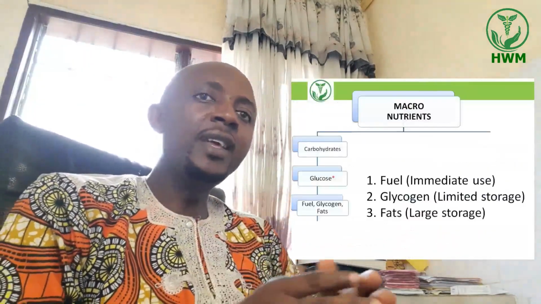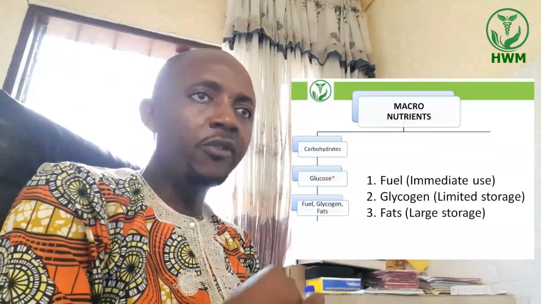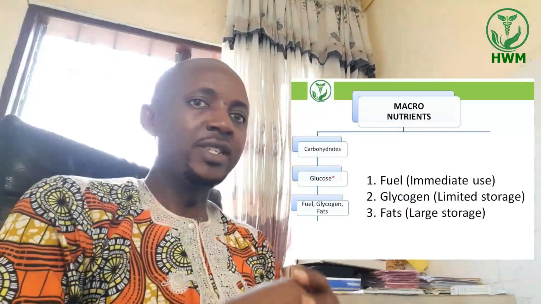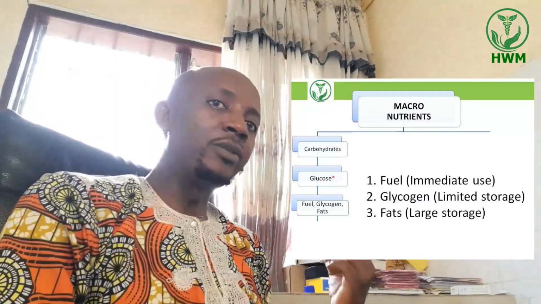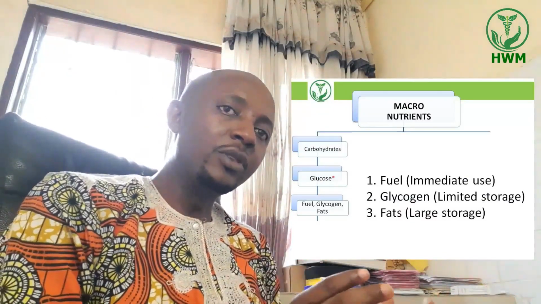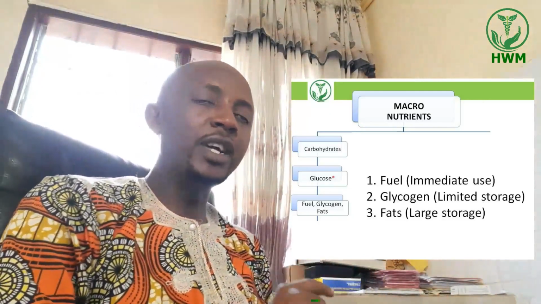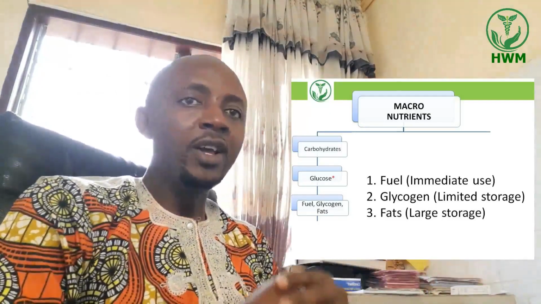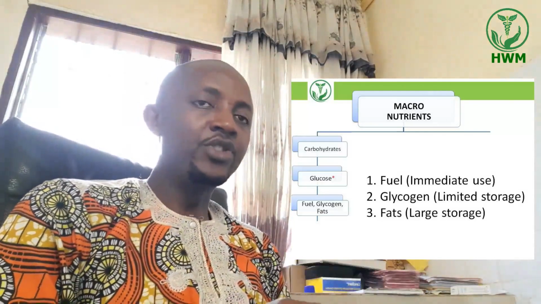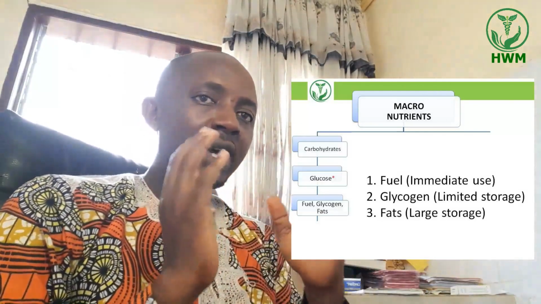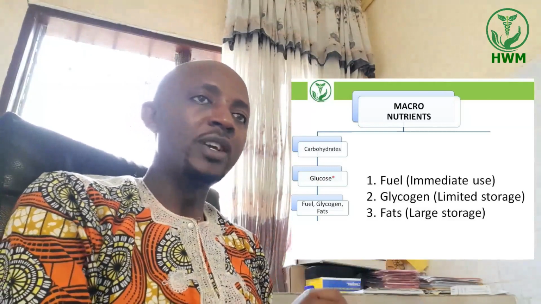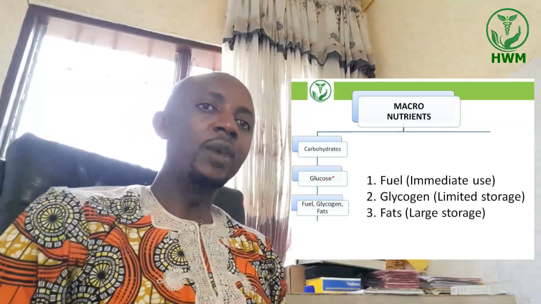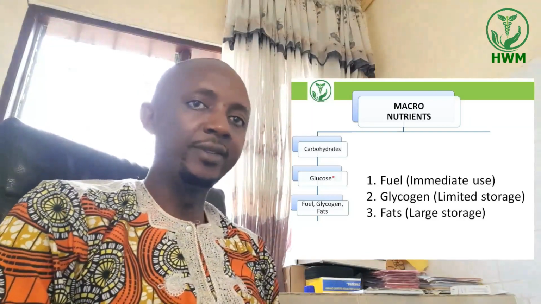Now, after the body has used enough for energy, any excess of it is stored in the form of glycogen. You have to understand that glycogen is a complex carbohydrate because it's actually molecules of glucose joined together that form glycogen. And so glycogen is a limited storage of glucose molecules. So when we have used enough energy from glucose, the rest of the glucose is stored as glycogen. And this happens in the muscles and in the liver.